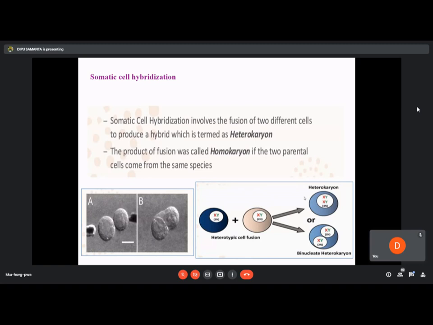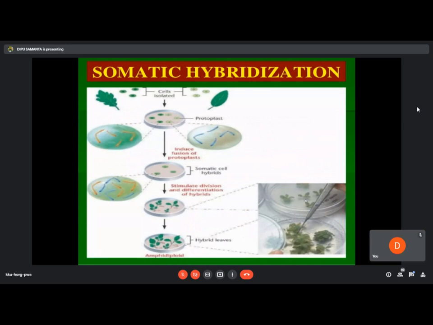This is the general structure: protoplasts are isolated from two different species or genera. From these isolated protoplasts, you can form the somatic hybrid. After somatic hybridization, plant cells are formed.